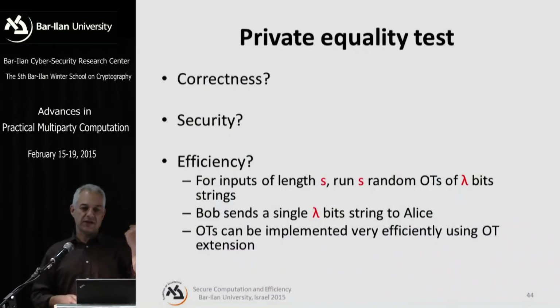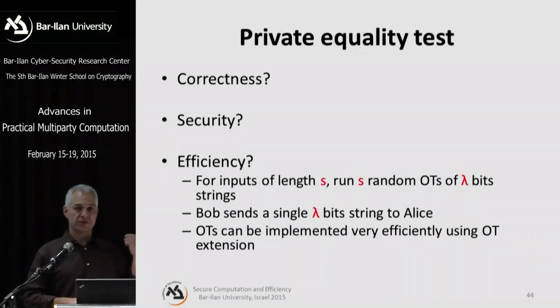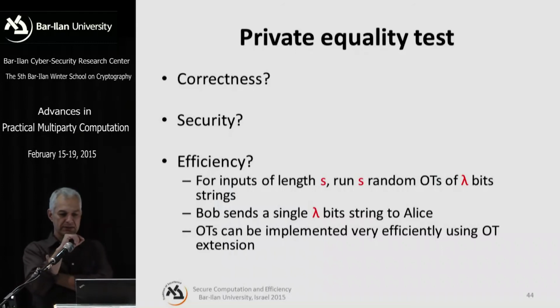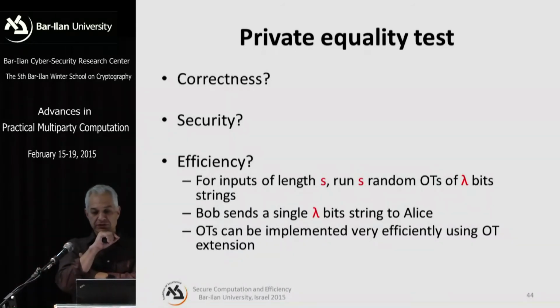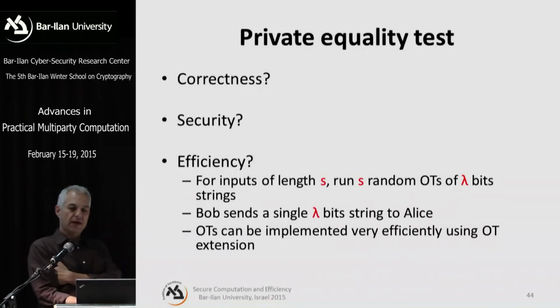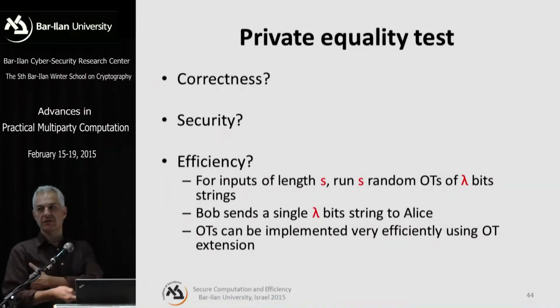So why is it correct? I just described to you. Why is it secure? We can simulate security because the only message that Alice receives here is either a value equal to what she computed, if the 2 inputs are the same, or a random value otherwise. And it's pretty efficient. For inputs of length s, we do s random OTs, and then Bob sends lambda strings to Alice. And we can implement the OTs very efficiently using the OT extension.